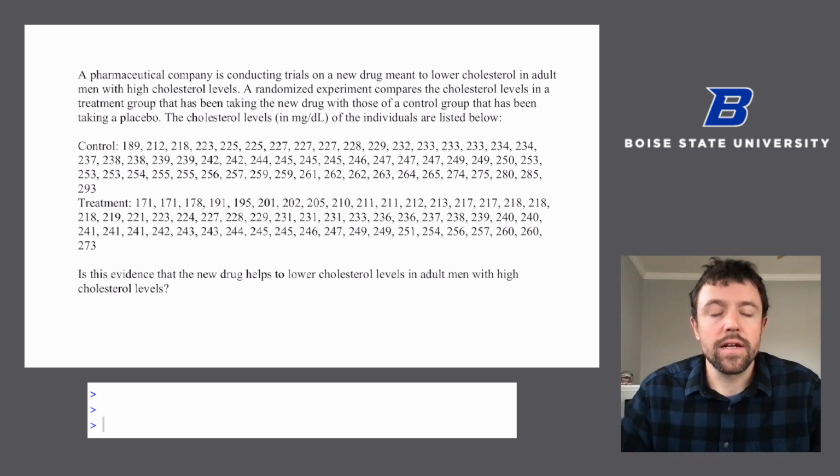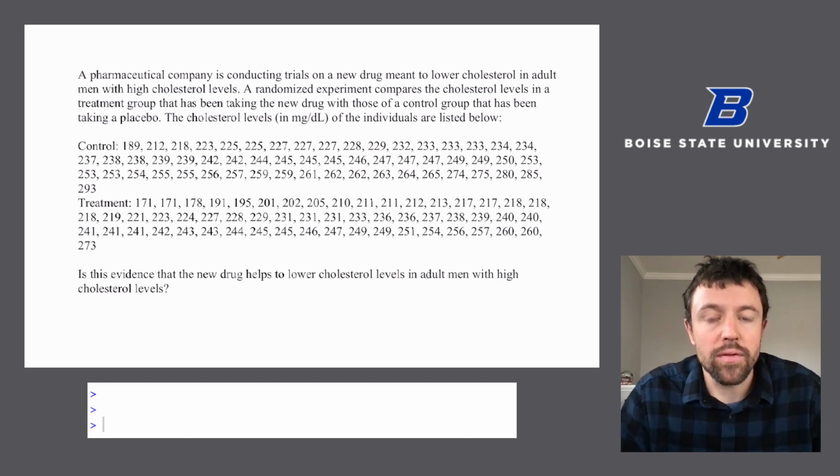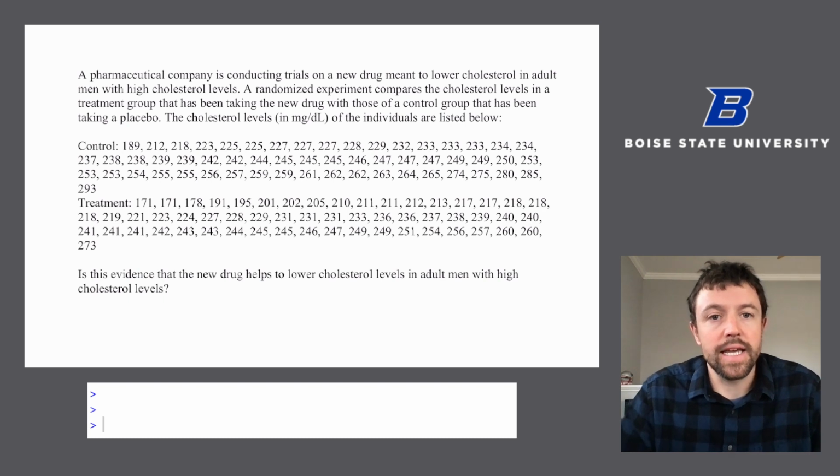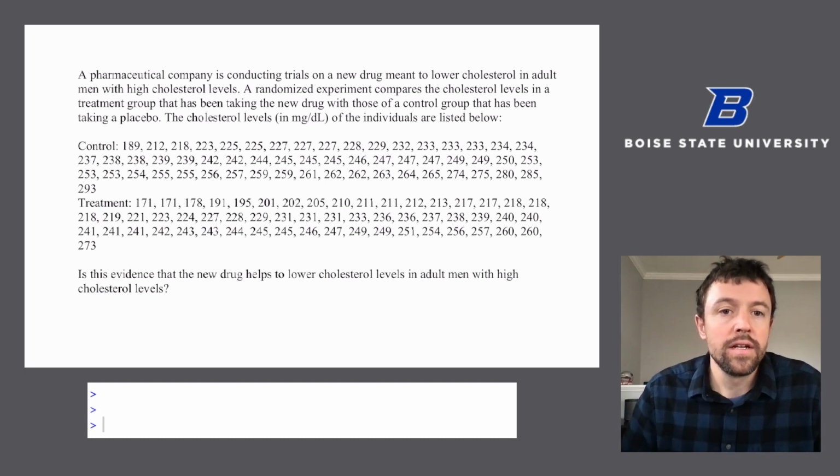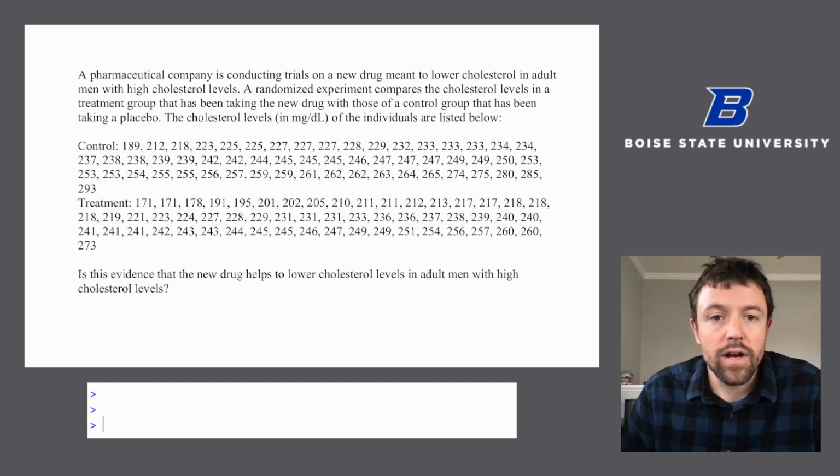A pharmaceutical company is conducting trials on a new drug meant to lower cholesterol in adult men with high cholesterol levels. A randomized experiment compares the cholesterol levels in a treatment group that has been taking the new drug with those of a control group that has been taking a placebo. The cholesterol levels in milligrams per deciliter of the individuals are listed below. So we have the levels for the control group and the levels for the treatment group. Is this evidence that the new drug helps to lower cholesterol levels in adult men with high cholesterol levels?